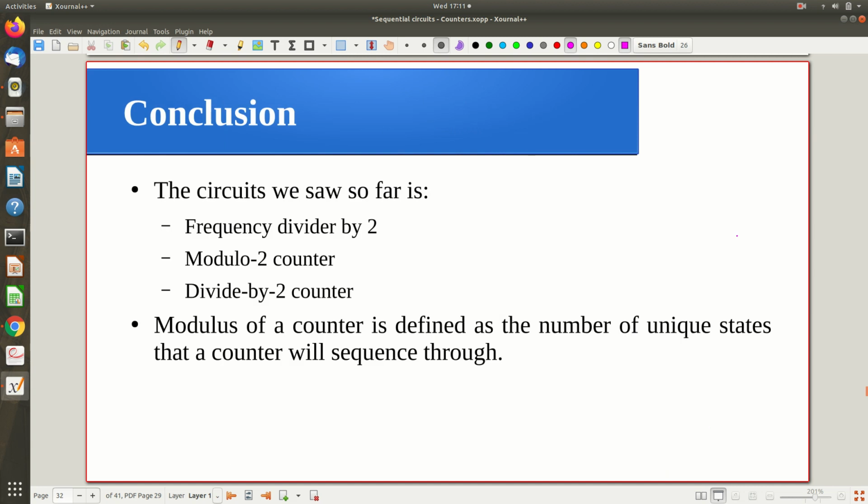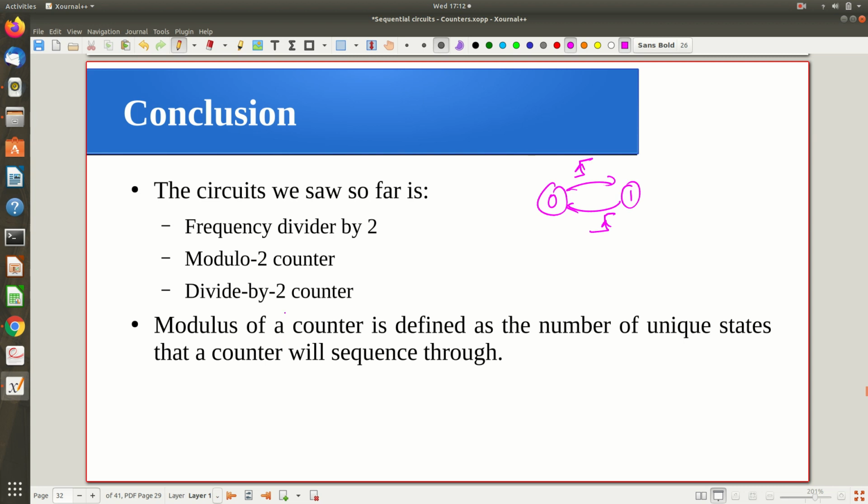So what about the conclusion? The circuit we saw so far is called a frequency divider circuit, and it divided the input frequency by 2. We just used a single flip-flop for achieving that. It is also called a modulo 2 counter because it goes through two states, 0 and 1. Hope you remember that modulo 2 counting, 0 then 1, and this transition happens during the clock edge. It is also called a divide by 2 counter.